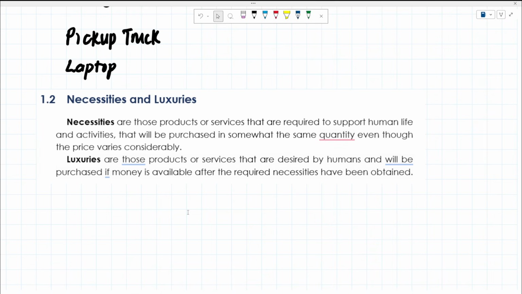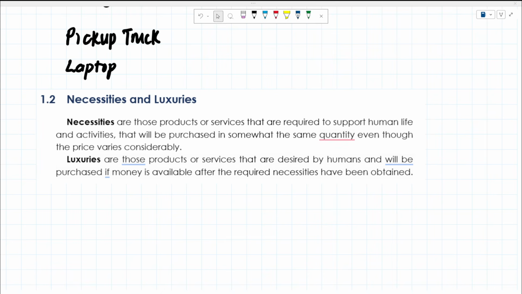Ibig sabihin yung necessities, no matter how expensive, dahil kailangan mo siya para mabuhay, kailangan mo para masuportahan yung iyong daily activities, bibilin at bibilin mo siya. So, yun ang tatawagin nating necessities sa topic na to. Luxuries naman, on the other hand, ito yung mga bibilin mo pagkatapos mong nasatisfy yung mga necessities mo. So, after mong nabili lahat ng needs mo, lahat ng bibilin mo afterwards ay classified na as luxuries.